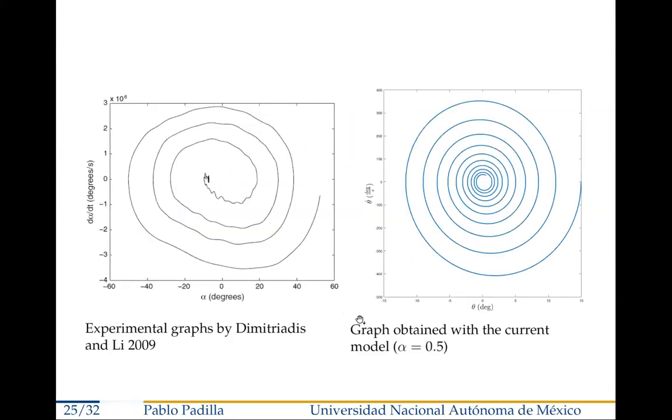So finally, I'd like to say a few words about comparison with experimental results, because the justification of the model was somehow heuristic. Nevertheless, there are some comparisons with experiments, and qualitative agreement is good. On the left-hand side, you have an experimental plot of fluttering from 2009 by Dimitriadis and Lee. And on the right-hand side, we have a graph obtained with a van der Pol fractional model for a value of alpha equals 0.5.